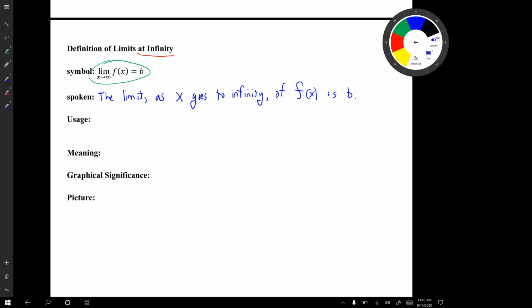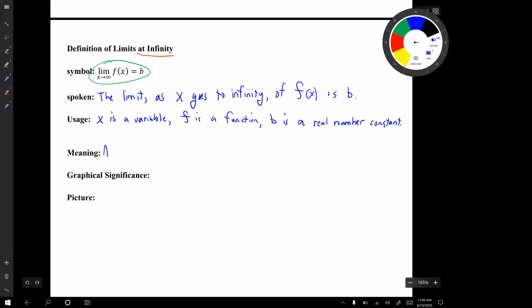Now, what's the usage in this symbol? That is, what are the parts of this symbol? Well, x is a variable, f is a function, and b is a real number constant. What does it mean? It means that as x gets more and more positive without bound, the values of f of x get closer and closer to b, and may actually equal b.